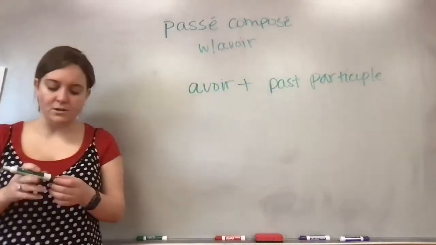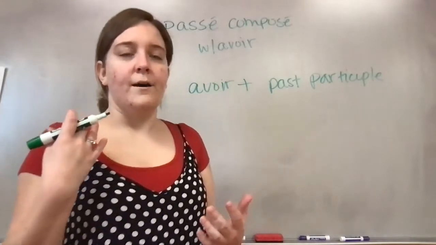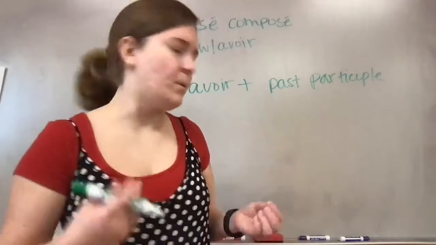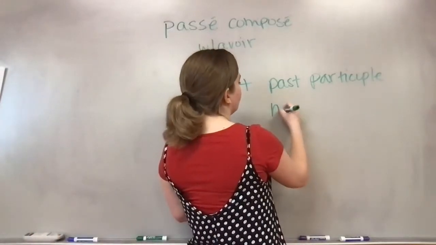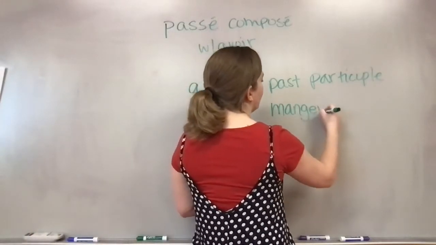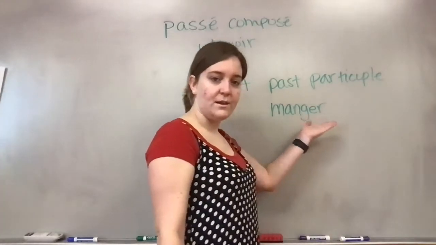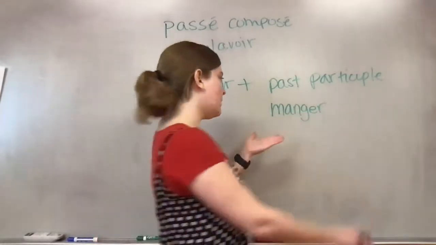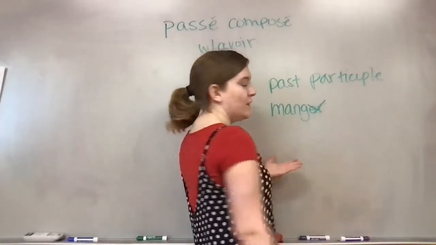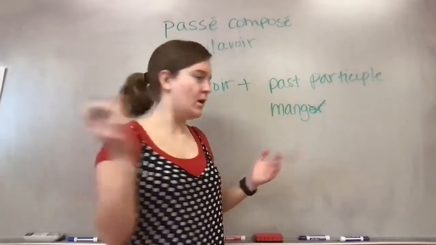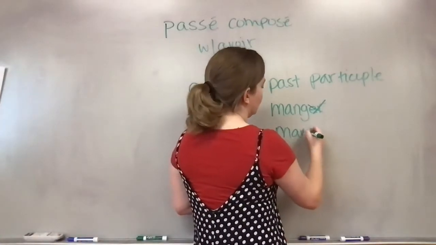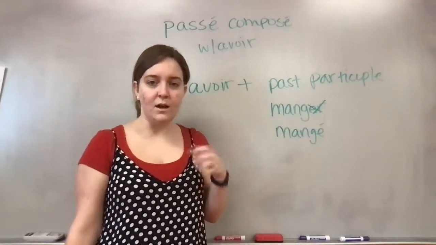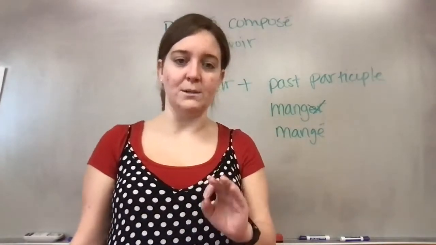All right, and so with ER verbs, as I said, they follow a pattern for the most part. Like manger, that is the infinitive. That's the unconjugated version. That is, nothing has been done to it yet. We take off the ER ending, much like we do when we conjugate the verb, and we add an E with an accent aigu. And for the vast majority of ER verbs, that is how you form the past participle.